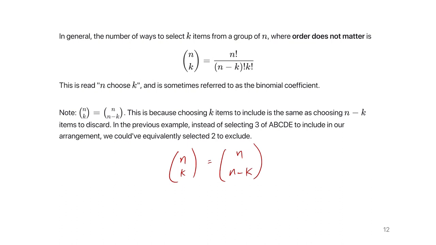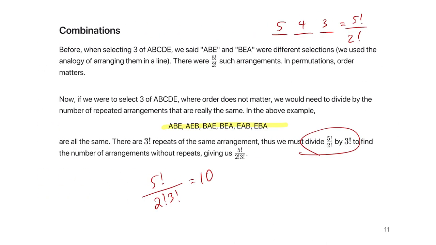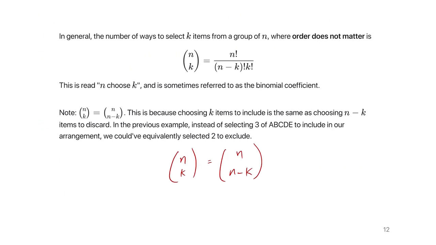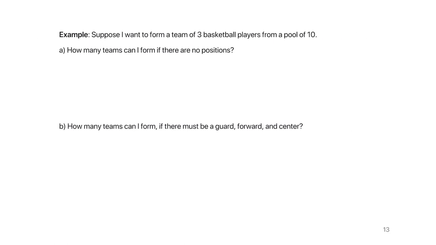And why is that? Well, it's because over here, selecting three people to be in my group is the same as selecting two people to not be in the group. So 5 choose 3 and 5 choose 2 should be the same thing. Is that clear? So selecting k people to be in the group is the same as selecting n minus k people to not be in the group. Sound good? Cool.